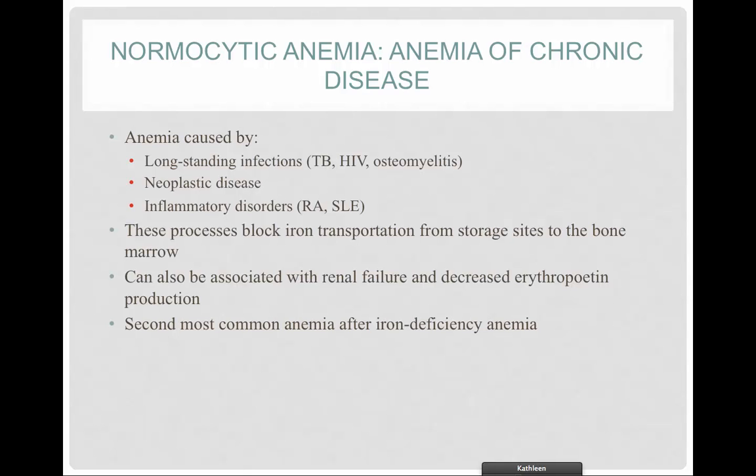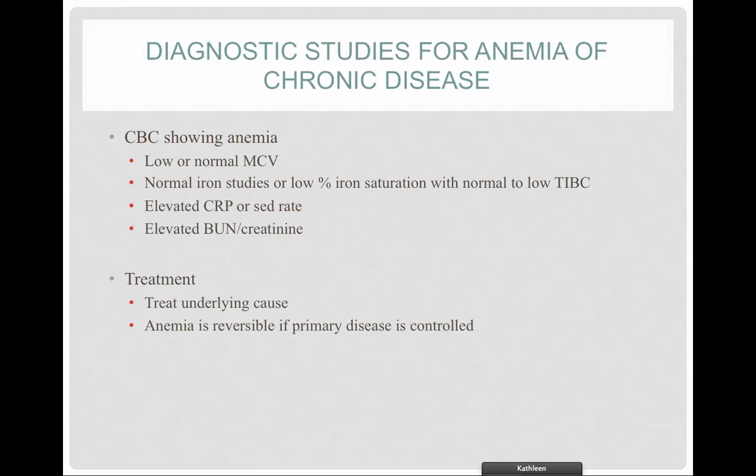And when we look at inflammatory disorders, they affect the RNA within your cell, and that's how this impacts the iron transportation and storage sites to the bone marrow. Second most common anemia after iron deficiency anemia.